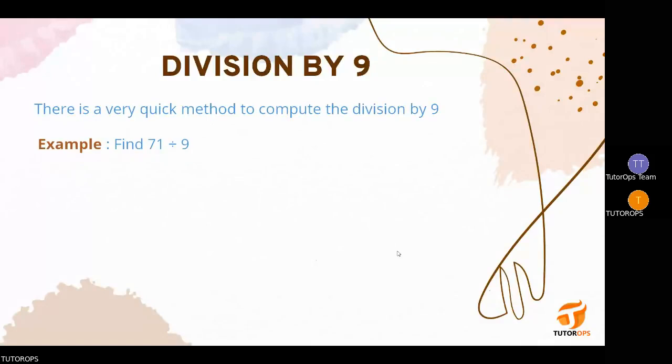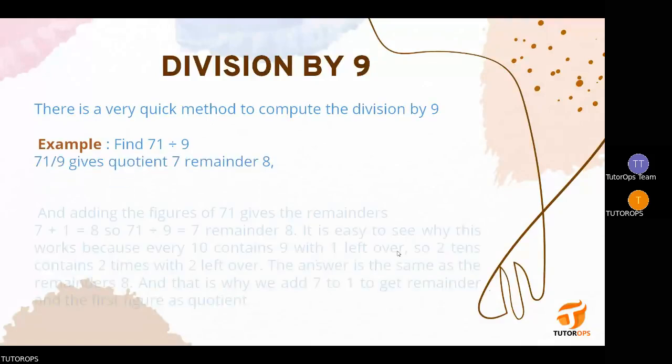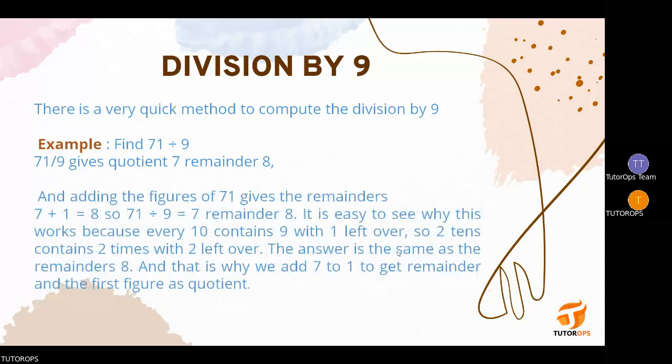Now I am coming to another method, that is the method of division by 9. There is a very quick method to compute the division by 9. Now, let me take an example: 71 by 9. 71 by 9 gives the quotient 7, remainder 8. And adding the figures of 71, that means 7 plus 1 equal to 8. So 71 by 9 equal to 7, remainder 8.